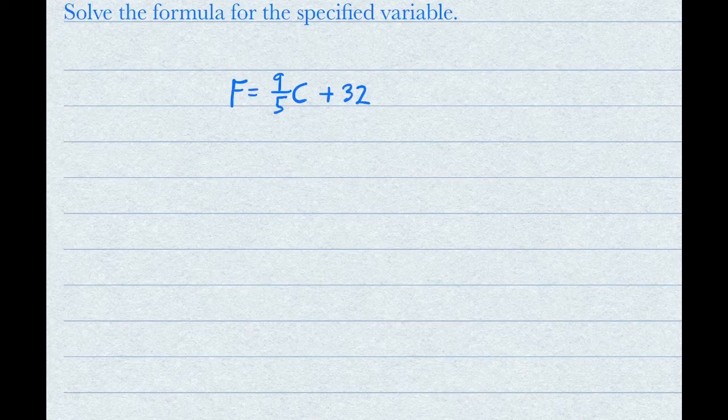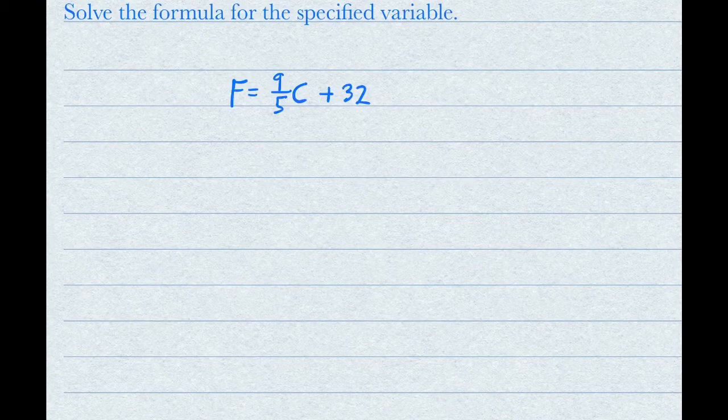Continuing from the last video, here's another formula from science. This formula is to convert Celsius to Fahrenheit. However, what if you want to convert Fahrenheit to Celsius? What you'd have to do is move things around so that you can solve for C. Because the formula is currently solved for F, you'd have to use algebra to make the necessary changes to solve for C and get C by itself on one side.